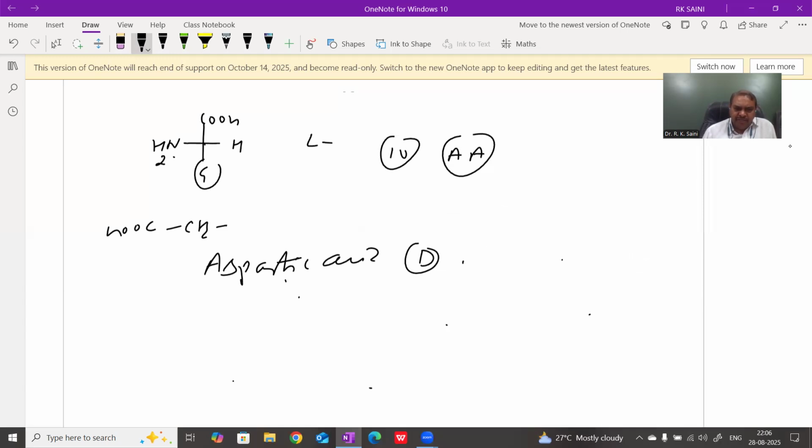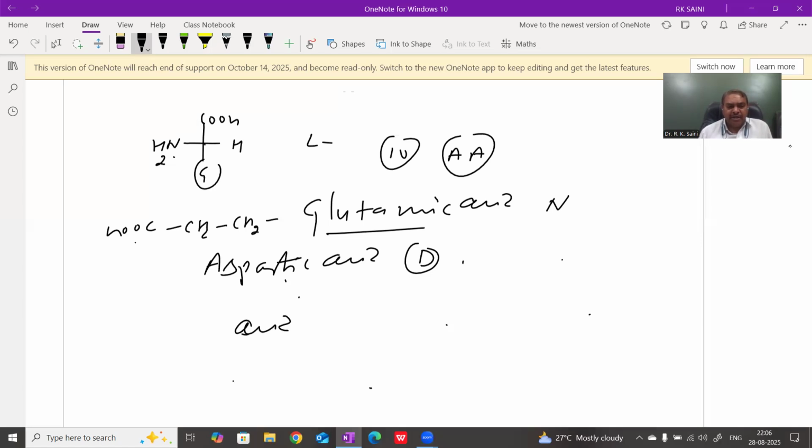When G is CH2 and another CH2 COOH, the amino acid is known as glutamic acid. Single letter code is E. These amino acids are acidic and their pH is nearly 3, because they contain more COOH groups than NH2 groups.